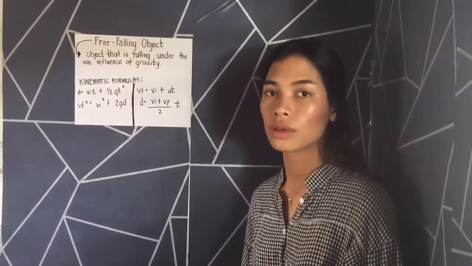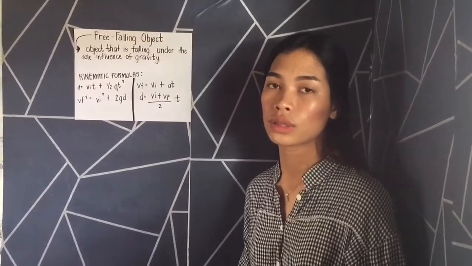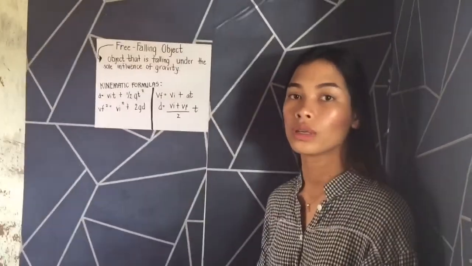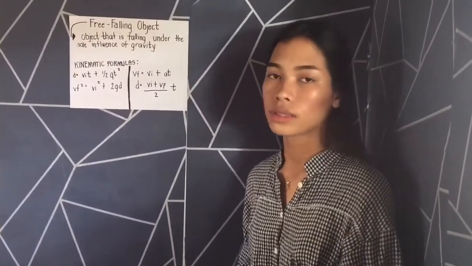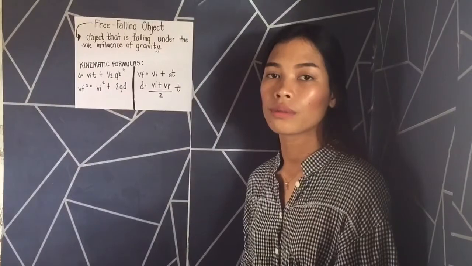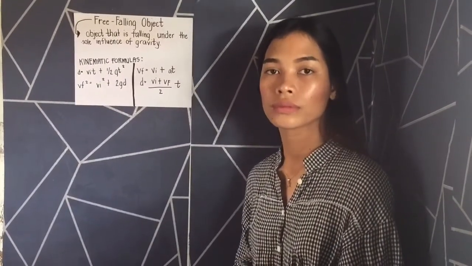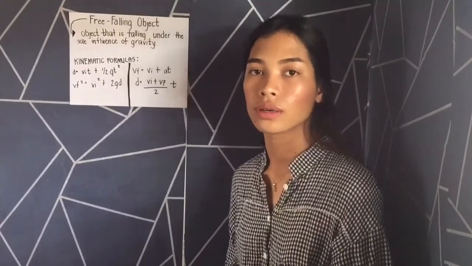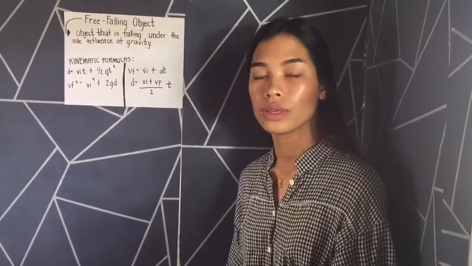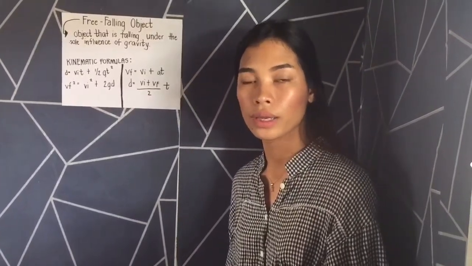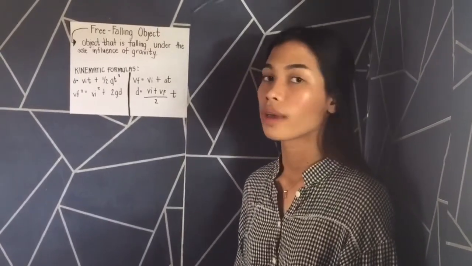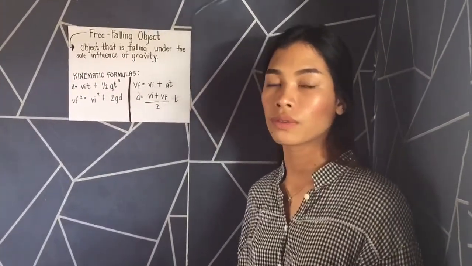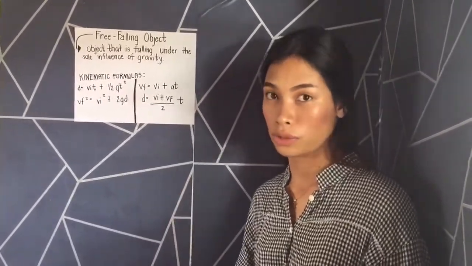The symbols in these formulas have different meanings, where d is the displacement, and t stands for the time. The v with a subscript f stands for the final velocity, and the v with a subscript i stands for the initial velocity, and the a stands for the acceleration. To further understand the topic of a free-falling object, let us go into specifics.